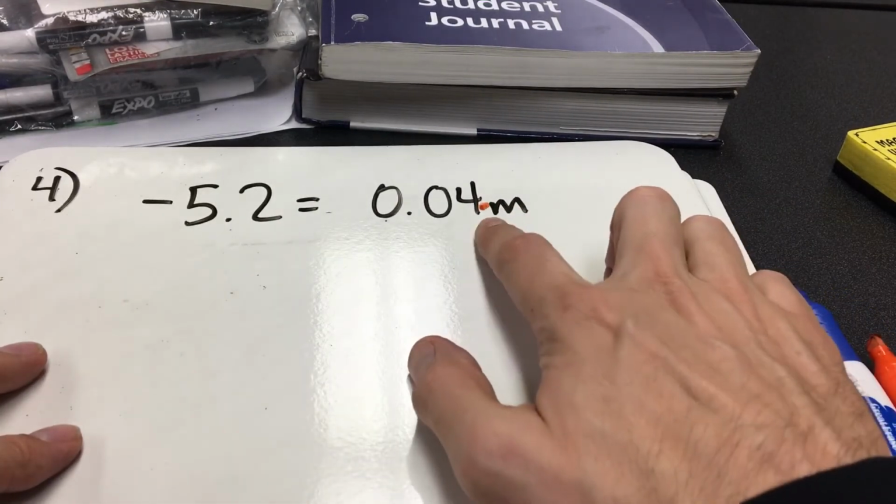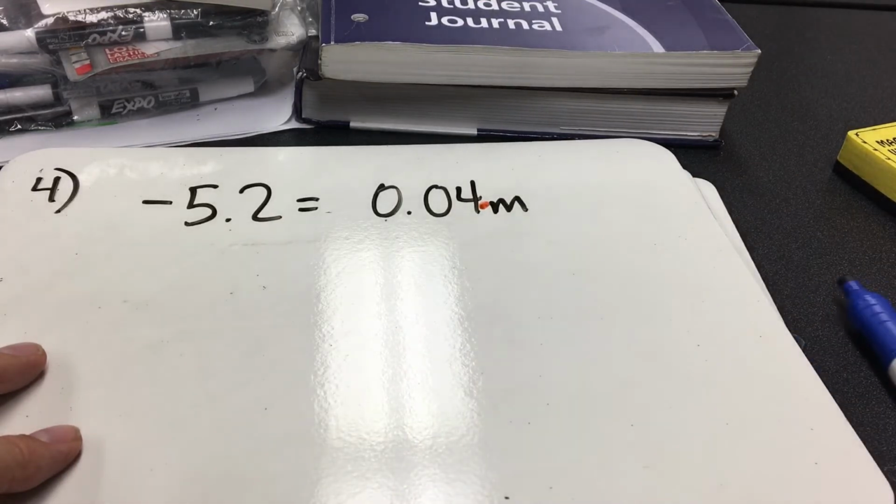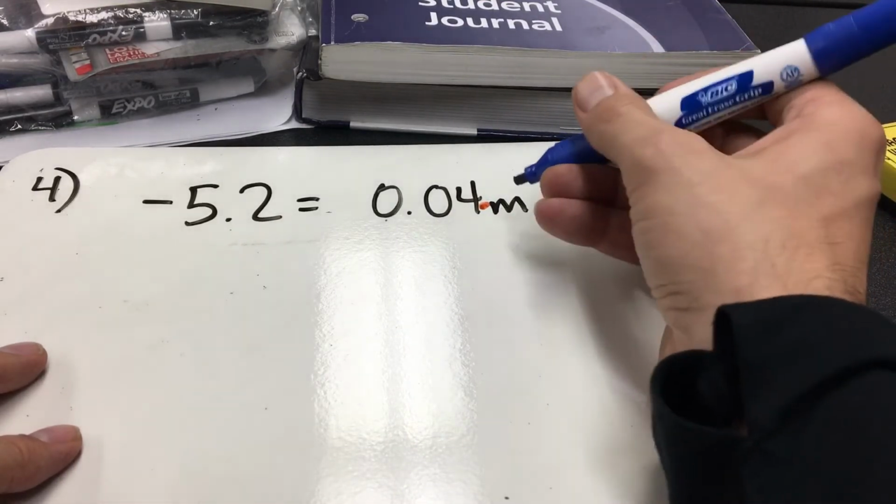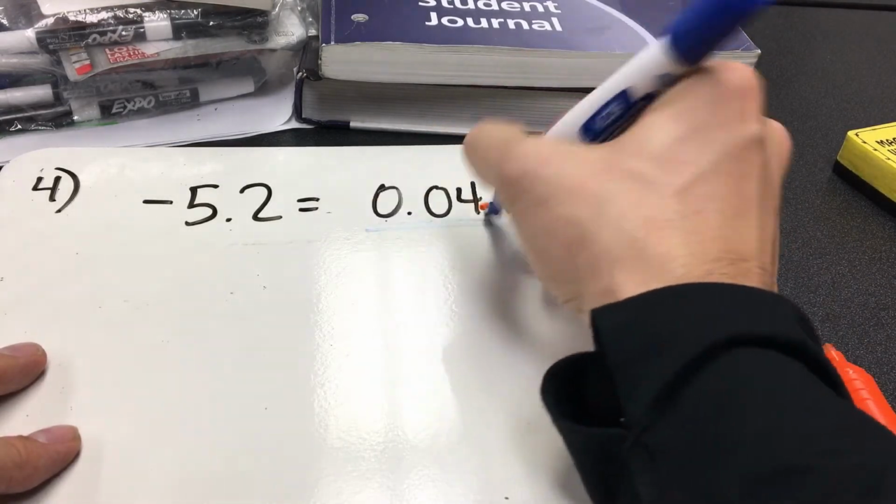So right here, my letter M is being multiplied by 0.04. I want to undo that. So the inverse of multiplying by 0.04 is dividing.